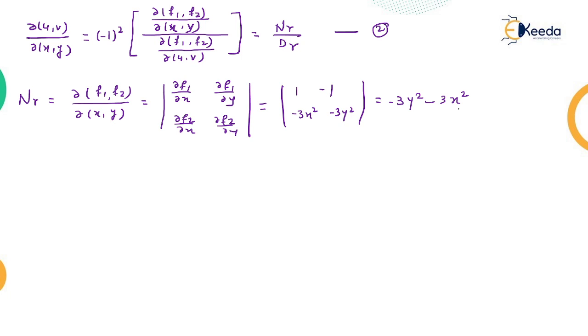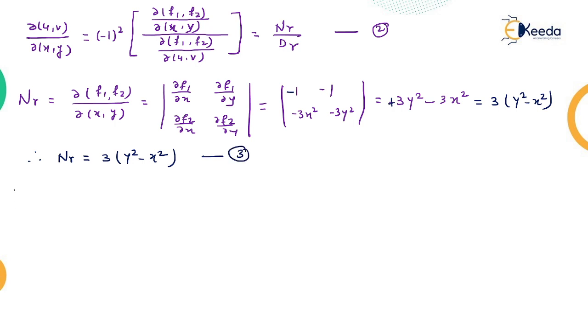So the numerator becomes: this value is minus 1, this value is minus 1, minus and minus gives plus, and again minus minus gives plus. Therefore this is equal to 3 times (y² minus x²). So clearly the numerator is equal to 3(y² minus x²). We call this equation number 3.